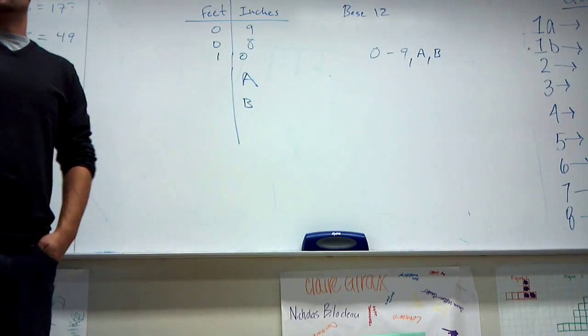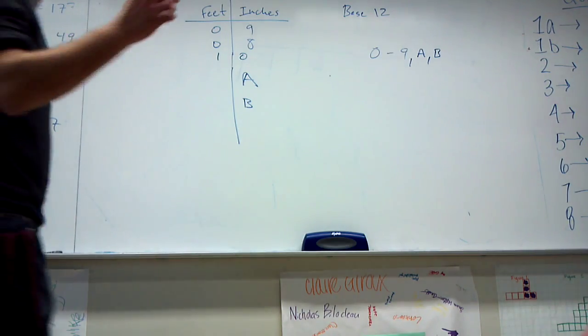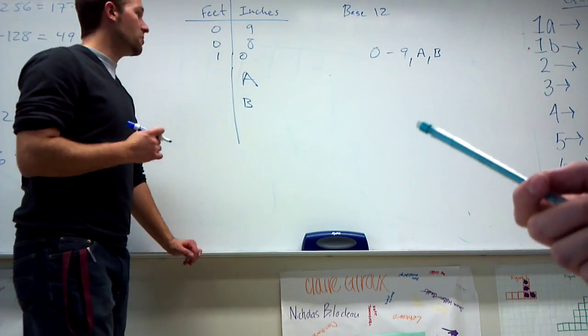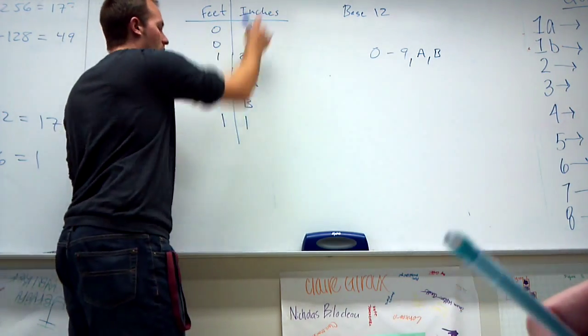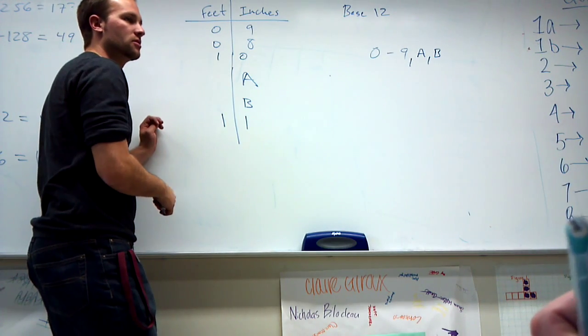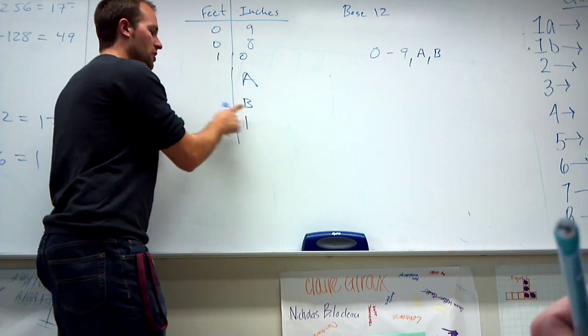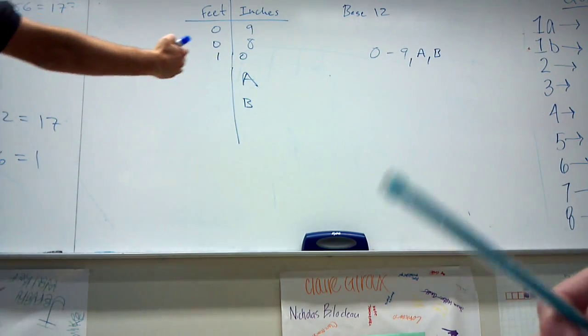So then you have to use Greek letters, or you have to use something else. 11 means 1 foot, 1 inch, which is actually how many inches? 13. Whenever you have 2 digits, the digits mean something in this category and something in this category.